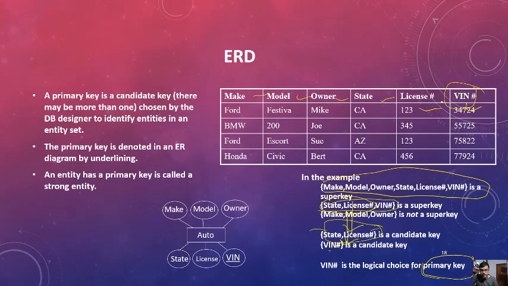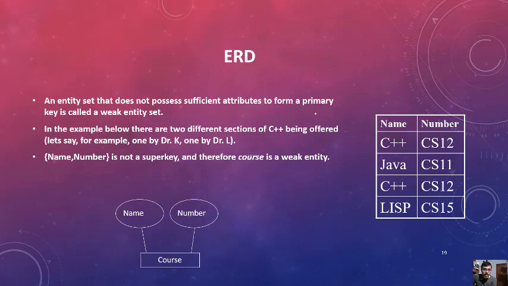In this example below, there are two different sections of C++ being offered, and the numbers of this course are CS1 to CS12. So there are no sufficient attributes in this table which will clearly make a candidate key or the primary key of this table. So this table should not be a strong entity set. Name and number is not a super key, and therefore course is a weak entity. That's why it is a weak entity.